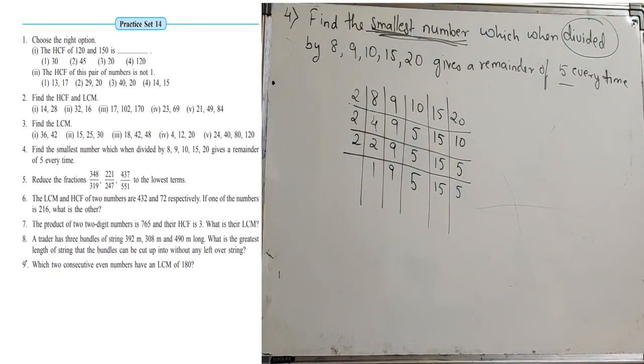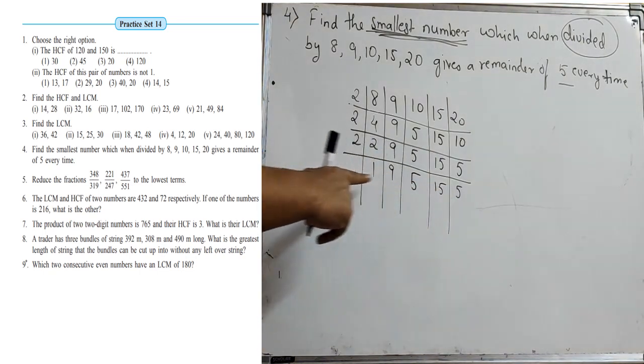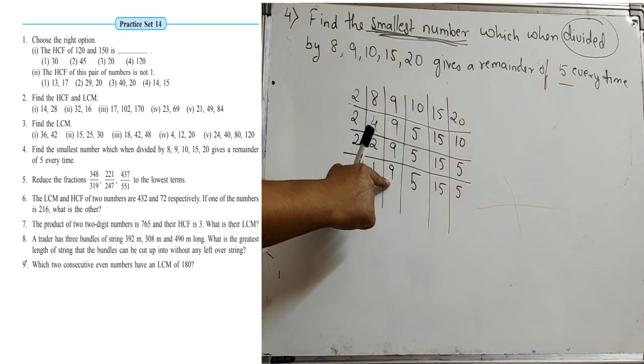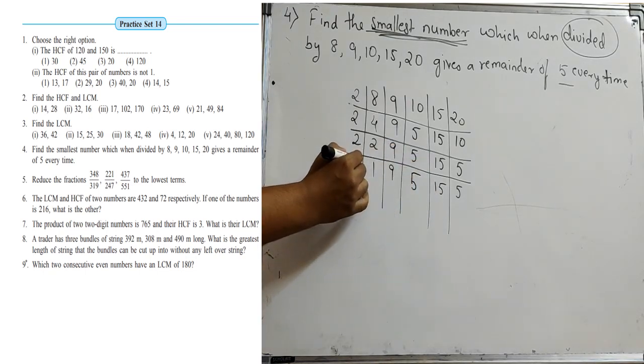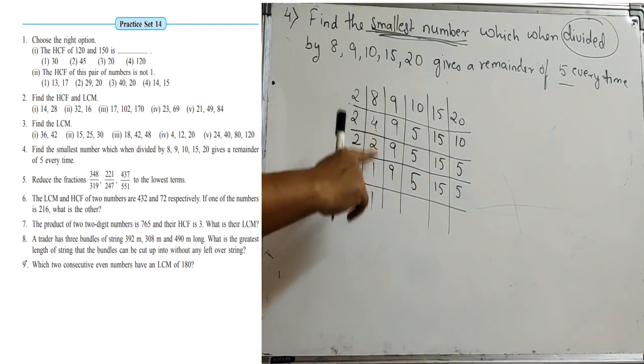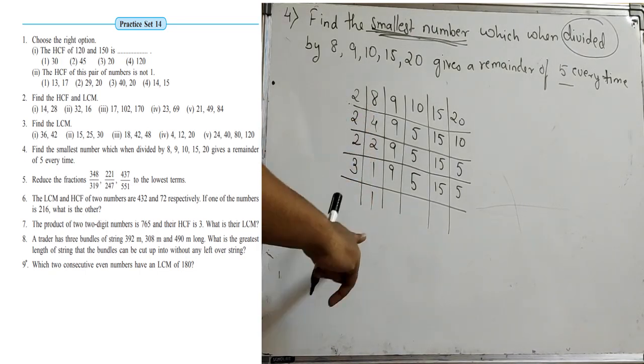Okay, now look at these numbers. These numbers are not divisible by 2. So we'll go to the next number, 3. 9 is divisible by 3 and 15 is also divisible by 3. So 3. 1, because there is nothing more. This factorization has ended. So I'm just going to repeat 1 over here.